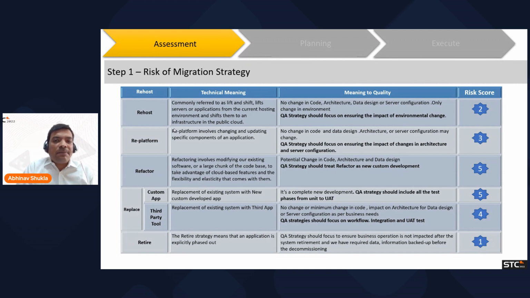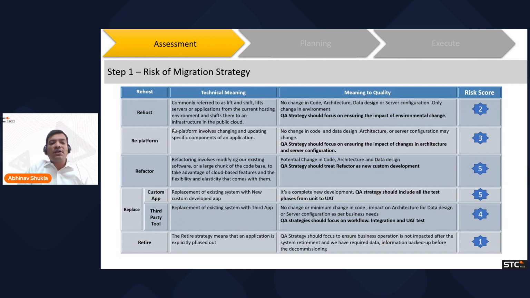Next is the replacement. When you say replacement, there are two kinds we can do. One is a custom app, where we develop a new application in-house to replace the existing application. The other option is a third-party tool, which might be any SaaS solution or existing app tools available in the market, which we need to onboard.